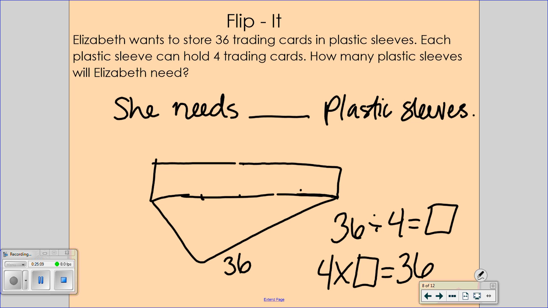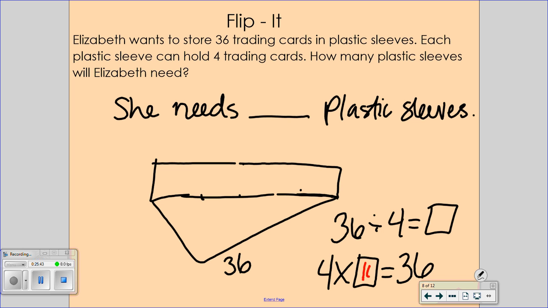This is the part where I definitely recommend you guess with 2s, 5s, and 10s, and then go from there. Let's try 2. 4 times 2? Is that 36? No. Are we even close? No. So it's not going to be near 2. All right, let's try 5. What's 4 times 5? 20. So it's still too small, but we're getting closer. All right, let's try 10.